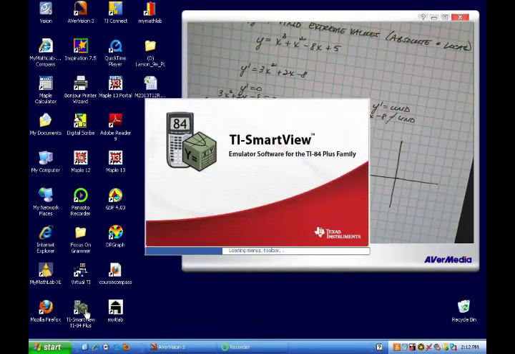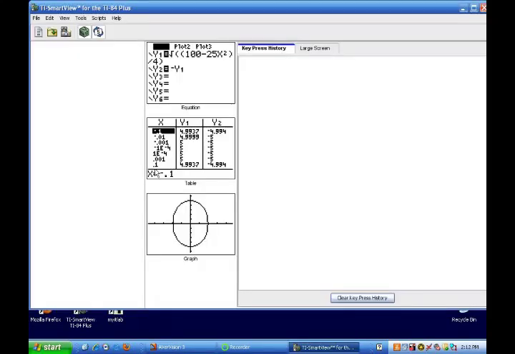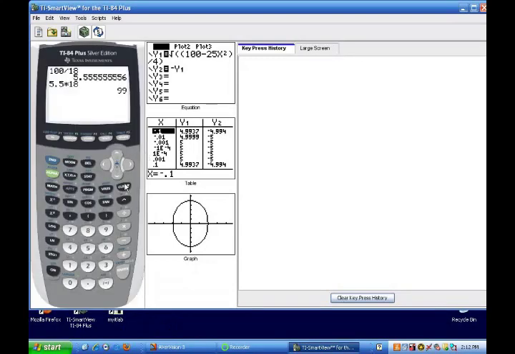Smart View takes so long to open. I guess I should have done this before I started the recording, right? Hurry up. There it is. Okay.